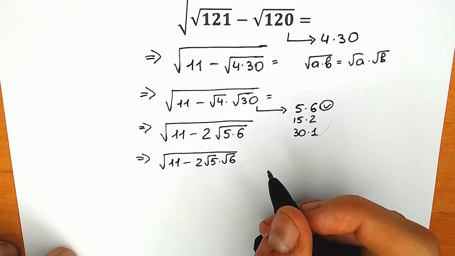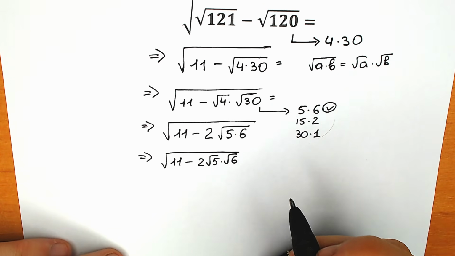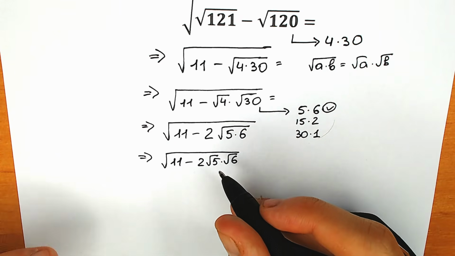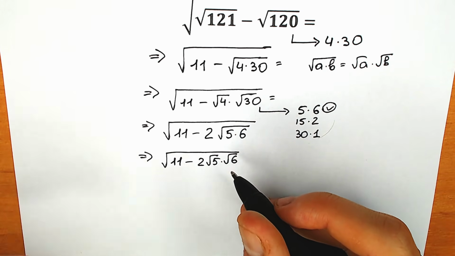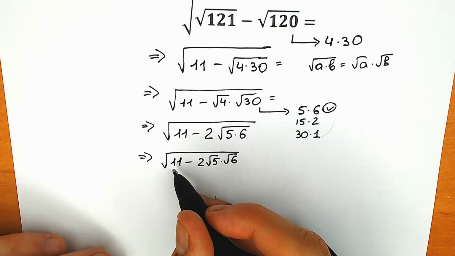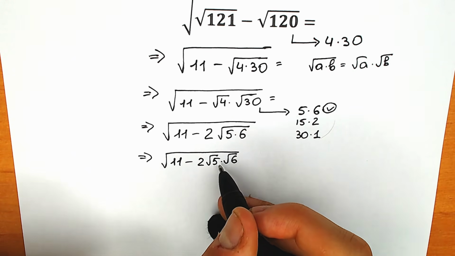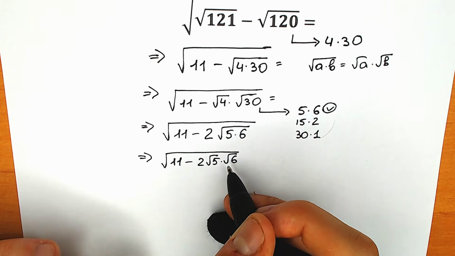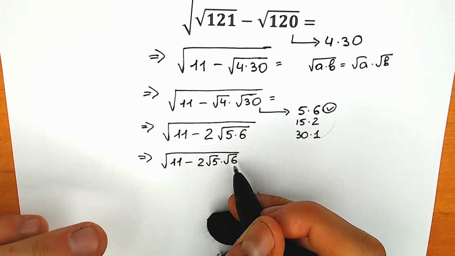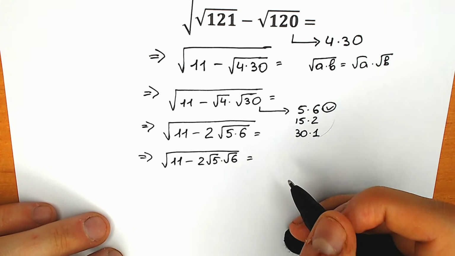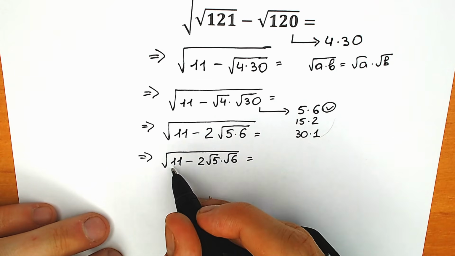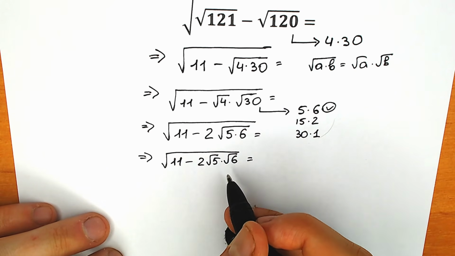I really hope you understand it. It's not a hard step, so I really hope you get it. And after this step, a lot of students don't know how to continue the solution, because 11 we can't express this, square root of 5 we can't simplify, and square root of 6 of course we can split it like 2 times 3, but it doesn't help us. Right now I'm going to show you the main idea to solve this question.